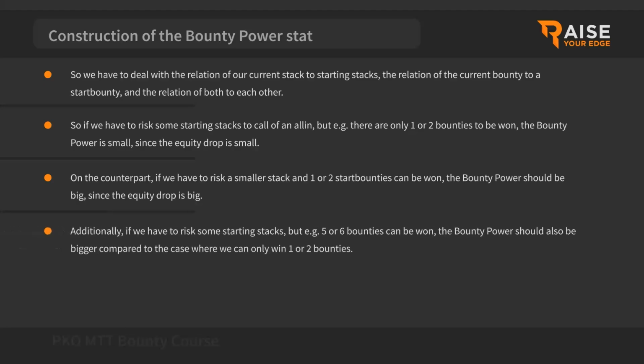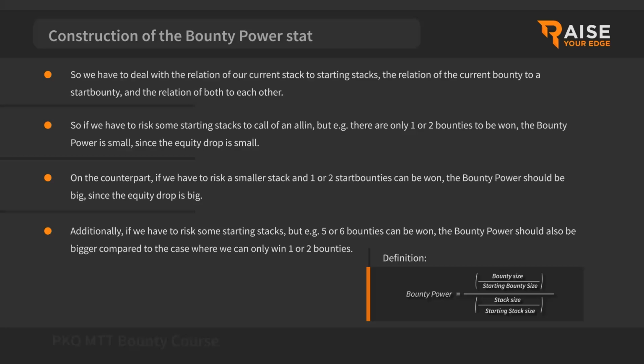Third condition is that if we have to risk some starting stacks, so the start scenario is the same as here, but we can win more bounties, then of course the bounty power number should be bigger compared to the first scenario where we can only win 1 or 2 start bounties. And we can put actually everything together in a simple definition.